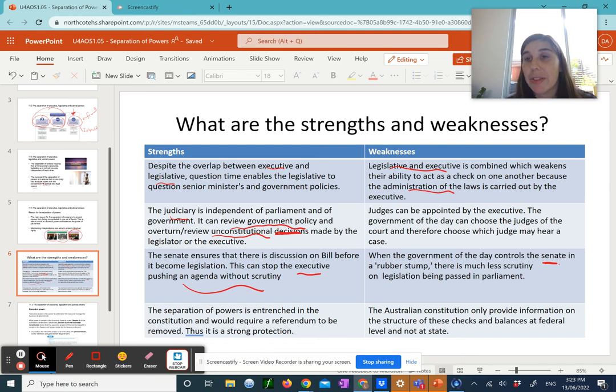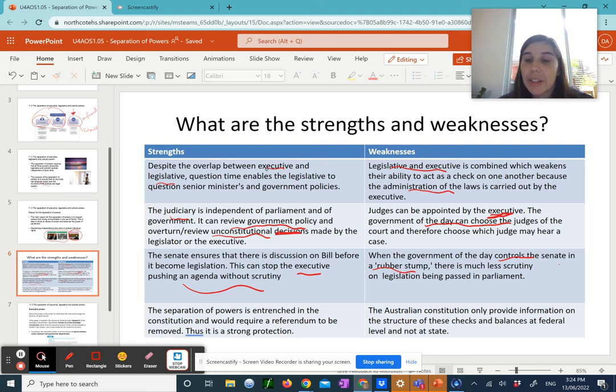Another thing is that despite the High Court being independent and the court system being independent, the judges can actually be appointed by our executive, which means that if there is a position available, the government of the day could choose a judge that might be more favourable to any decisions or any hearings that may come up against the government's policies. Additionally, if we've got the executive controlling the Senate as well, it means that there's a rubber stamp, which means they can pass legislation very easily, which means there's less scrutiny on the laws being made of the day.